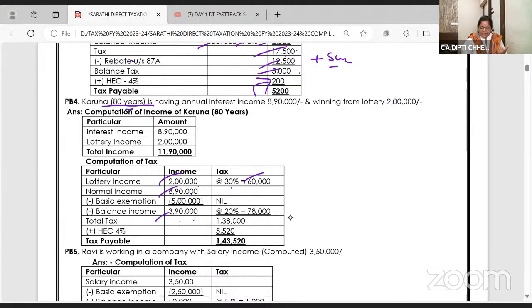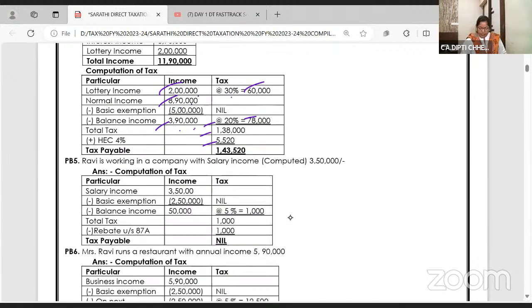On next 390, 5 lakh to 10 lakh income, pay 20% tax. And surcharge is not there because the income didn't exceed 50 lakhs. Rebate is not there because the income is not less than 5 lakh. And so tax payable is 143,520. Nice, clear to all of you.